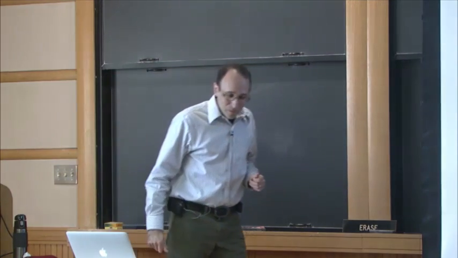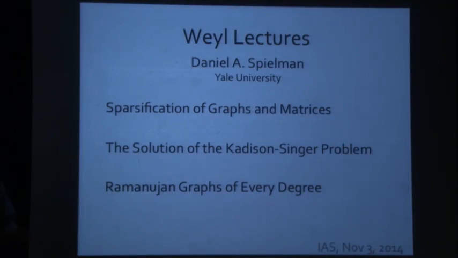Thank you. So my plan for these 3 lectures, which you see outlined here, is to begin by telling you about sparsification of graphs and matrices. Sparsification of a graph is the approximation of a graph by a sparse graph, where by sparse I mean having few edges. I'll explain exactly what this means later in the lecture.